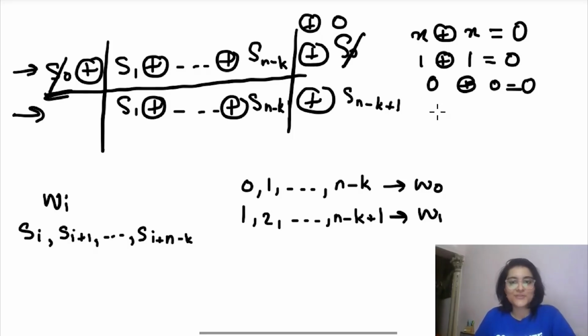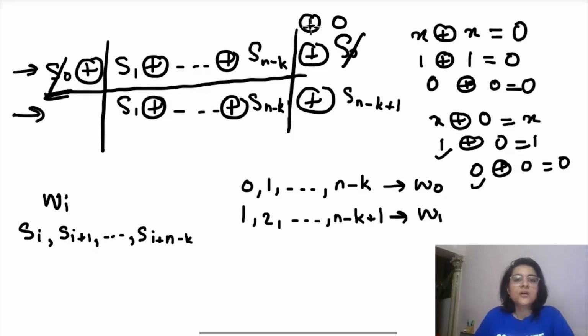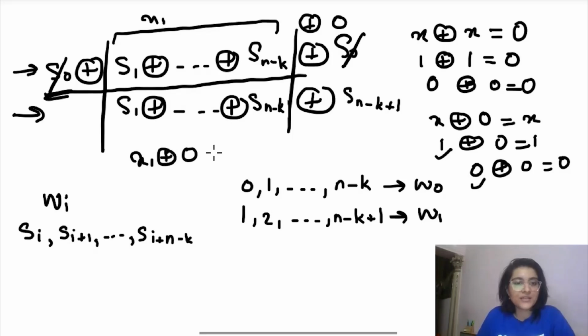What is another property of XOR that can help us here? Any number XORed with 0 is that number itself. The examples are 1 XORed with 0 is 1 and 0 XORed with 0 is 0. So they're both the first number as the answer if we have XORed them with 0. So if we call this x1, then x1 XOR 0 is what is remaining with us, and this will give us x1 itself.